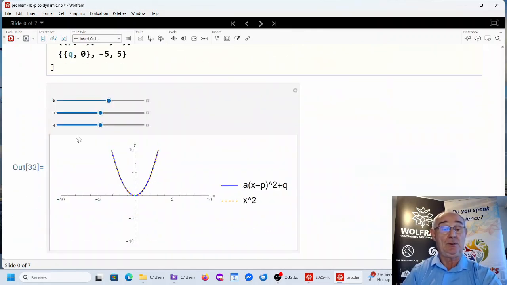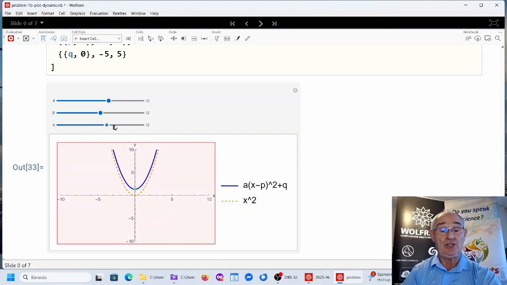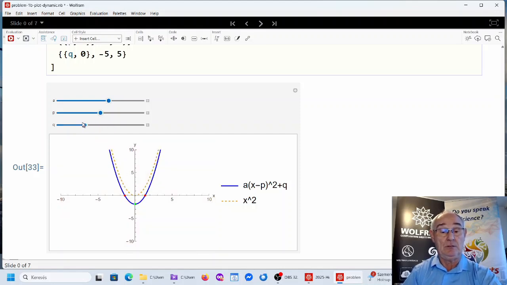That's the result. Look at that. I can change the parameters. That's pretty. I can see the zeros and the critical point. I can see the original parabola.